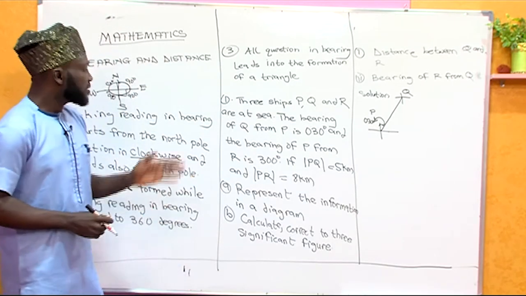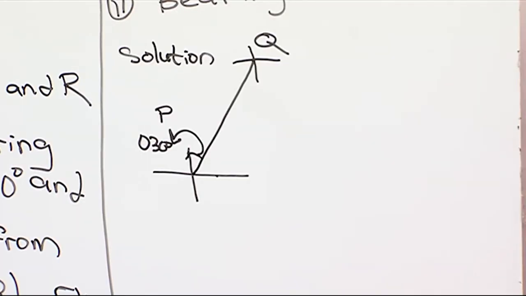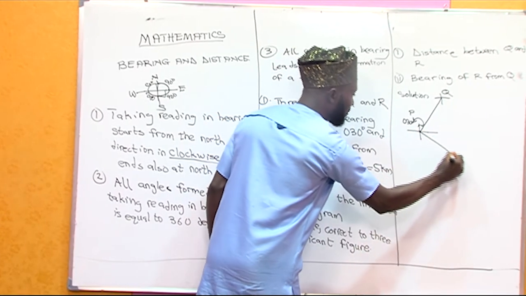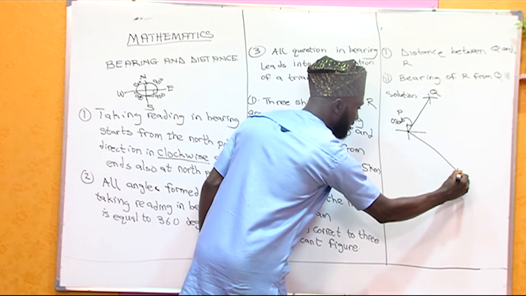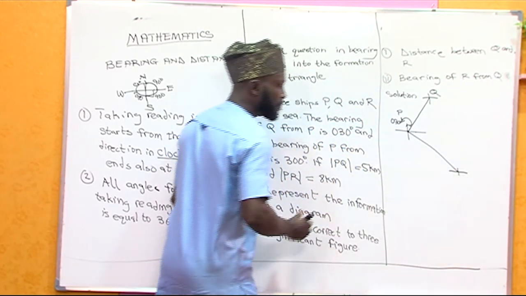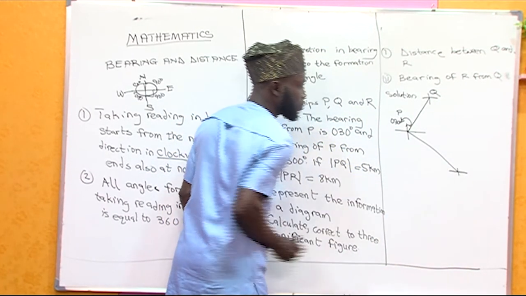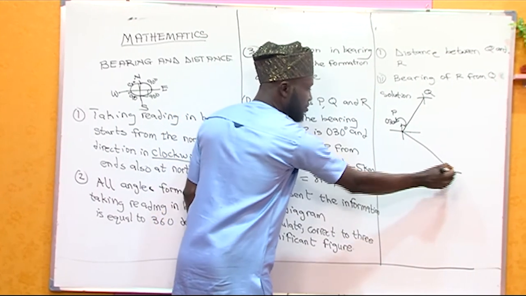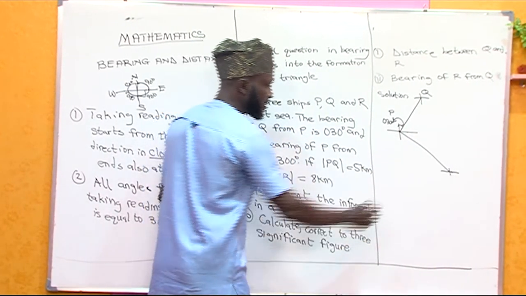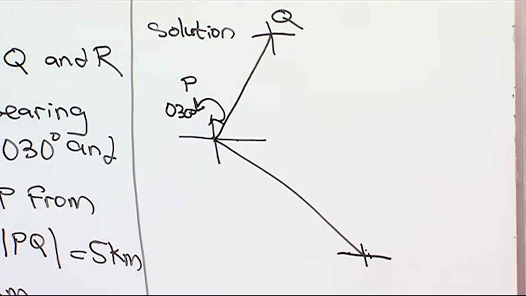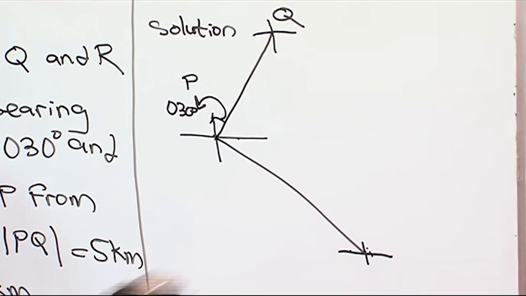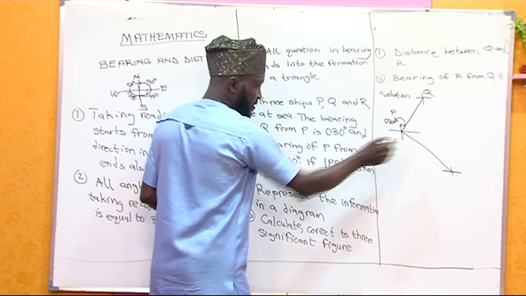And the bearing of P from R is what? It is 300 degrees. If I take my point from here, I have something like this. Now remember, from here to this place is what? It is 90. Add it to this, it is going to be what? 180. Then from here to this point is going to be what? 270. Then from here to this place is going to be what? 360.